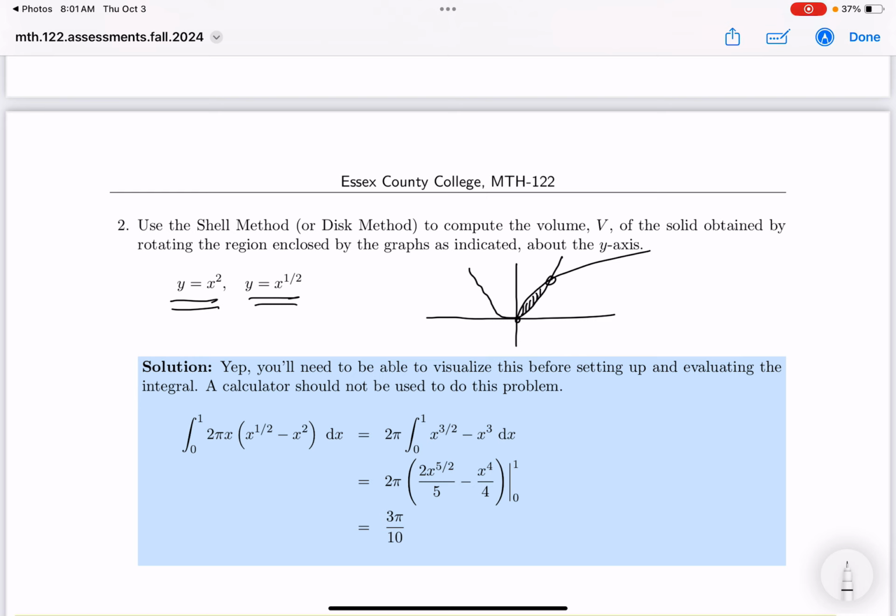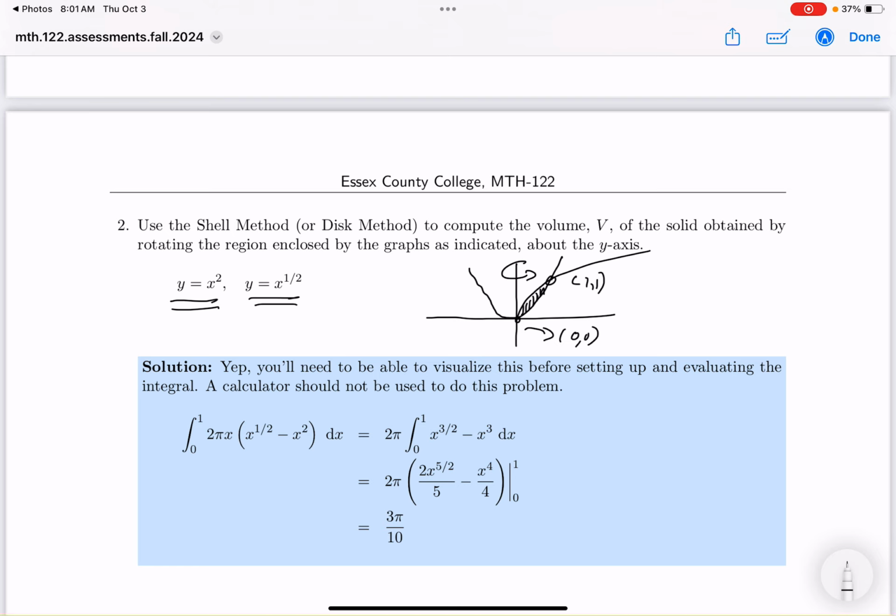This is the region. I will read that to you, by the way. It says the volume of the solid obtained by rotating the region. I got the region down. This point over here is (1, 1), and this point over here is (0, 0), all right? So the solid is obtained by rotating the region enclosed by the graphs indicated about the y-axis over here.